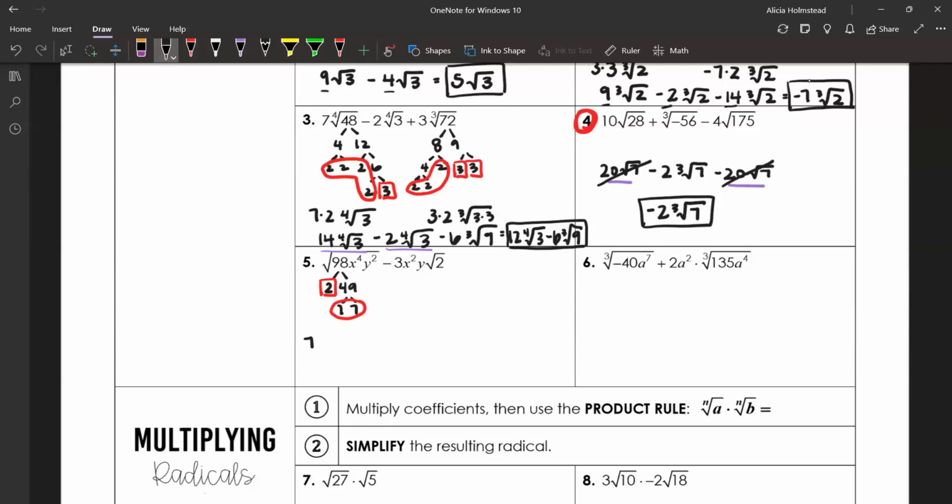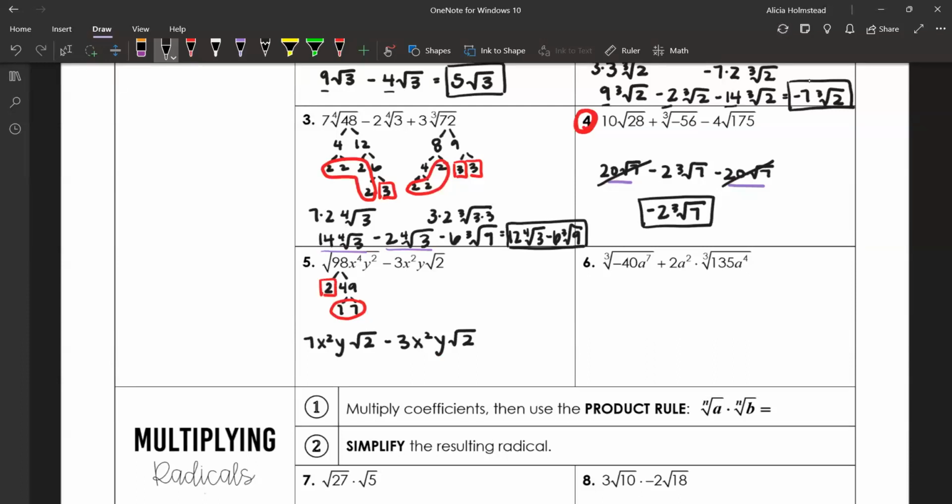So we can pull out the 7, and then we've got 4 x's, which is 2 groups of 2. So we'll have x squared on the outside, and then y squared, or 2 y's, which is 1 group of 2. So we'll have a y on the outside. So we'll just be left over with the 2 on the inside. And then the next one, what's left in the radicand is prime, so we can't simplify that, so this will be subtract 3x squared y square root 2.